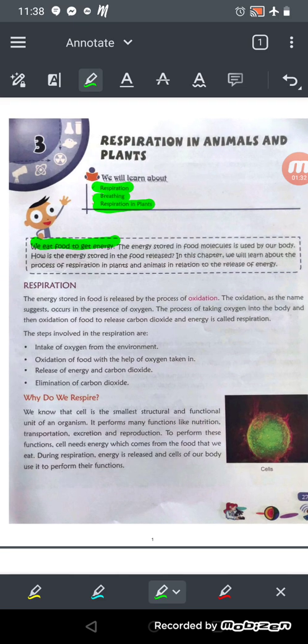So how is the energy stored in food released? We know that food has energy, but how is it released in our body? In this chapter we will learn about the process of respiration in plants and animals in relation to the release of energy. We all know we eat food to get energy, but how that energy is released from the food, we'll learn in this chapter. So let's start.